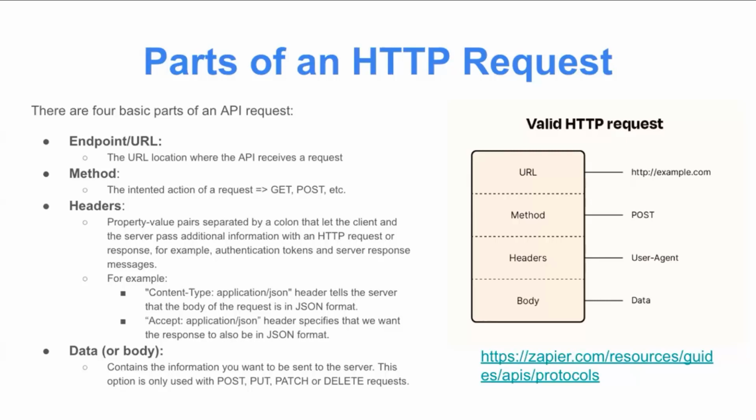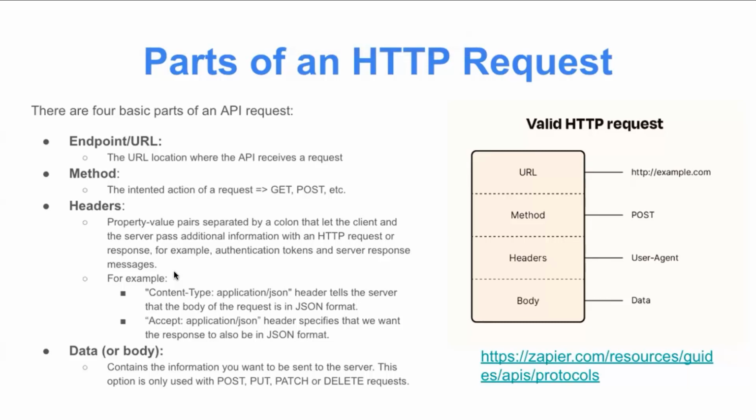We also have the headers, which are property value pairs, separated by a colon, that let the client and the server pass additional information with their HTTP request. So for example, you can add authentication tokens or more information about what kind of data is being sent to the server. An example here is the content type header, which tells the server the data type of what is in the body of the request. Here we see the content type application/JSON header, which will tell the server that the body of the request is in a JSON format.